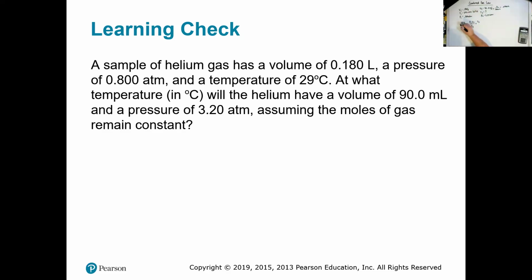So we're going to multiply both sides by T2. And once it's out of the denominator, then we can isolate it. And we're going to isolate it by multiplying both sides by the reciprocal of the thing that we're trying to move. So if we multiply our left side by T1 over P1 V1, that means that this all cancels out from our left side. And now we have to multiply our right side by this same thing.